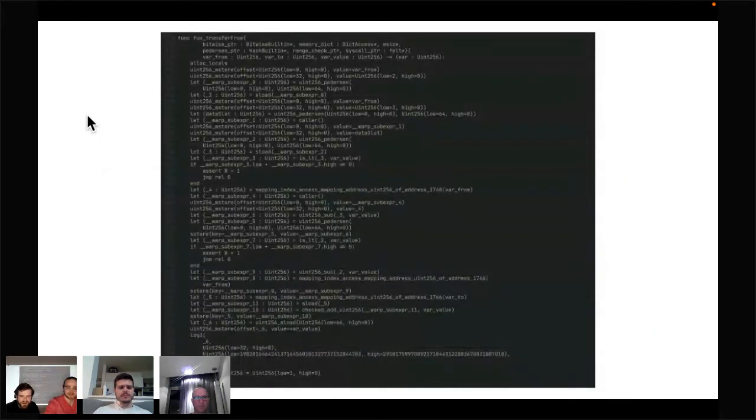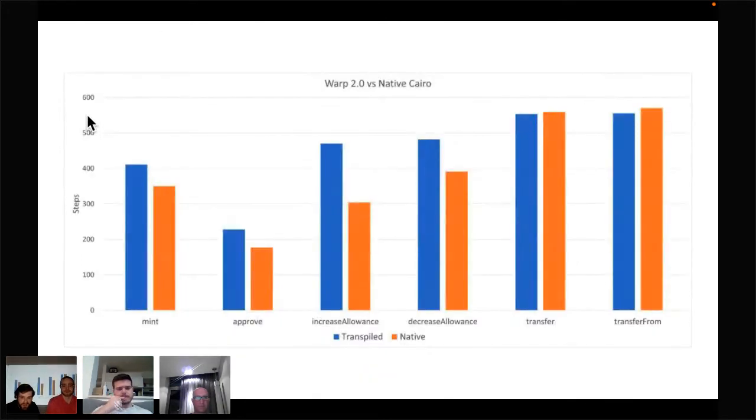There we go. Oh wait, no, you skipped one. Yes, and so this is an example of MakerDAO. MakerDAO has written a DAI implementation in Cairo.